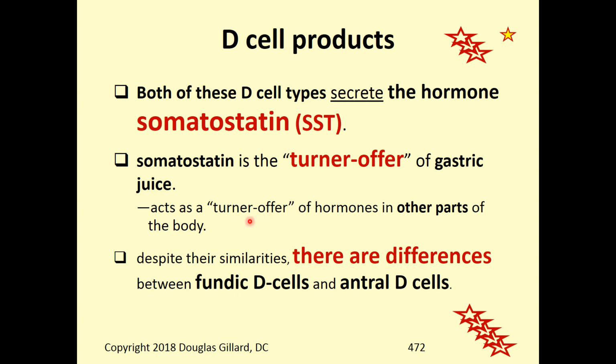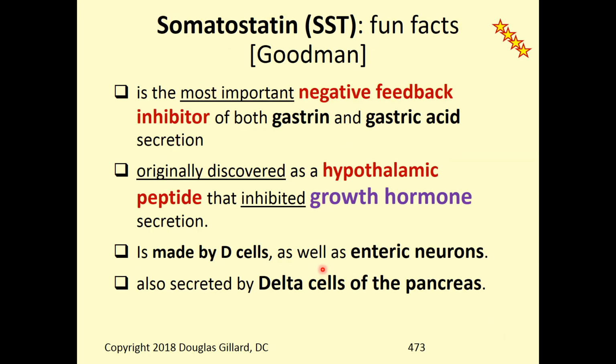We'll talk about that maybe in endocrinology class. So despite their similarities, the D cells of the fundic and antral region, there are some major differences between those we need to talk about. Some fun facts in general about somatostatin. It is the most important negative feedback inhibitor for gastrin and gastric acid secretion. So we'll talk about this in a minute, but negative feedback inhibitor.